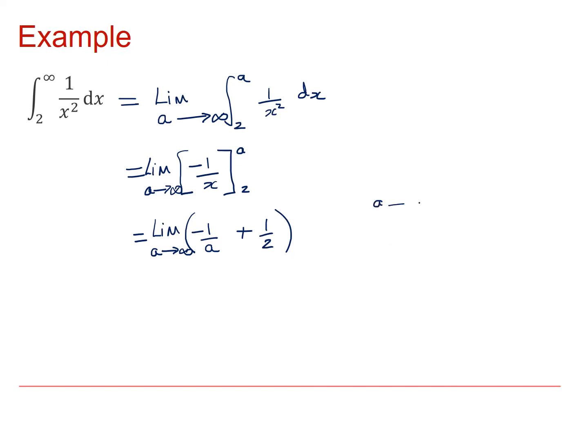Well, now we can look at what happens. So as a tends to infinity, 1 over a tends to 0. So this bit of our result is going to disappear, leaving me with just a final result of a half. So this integral ends up limited at a half.